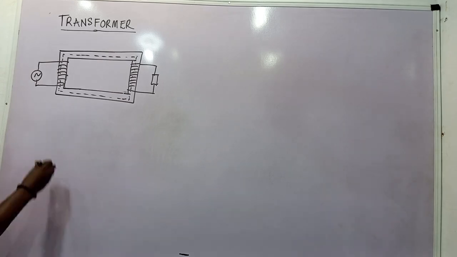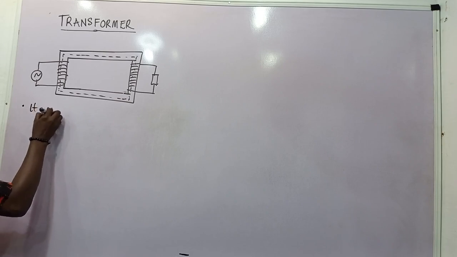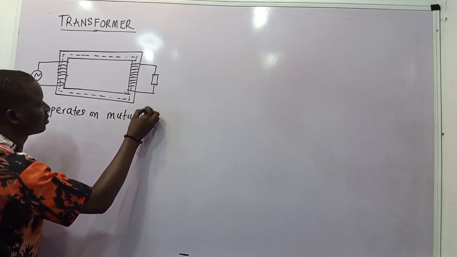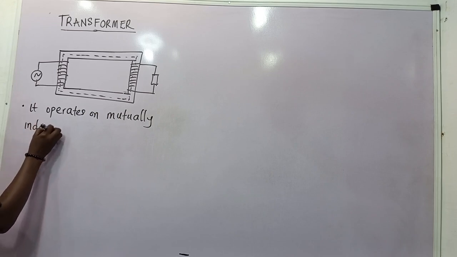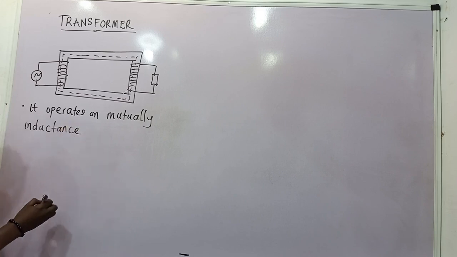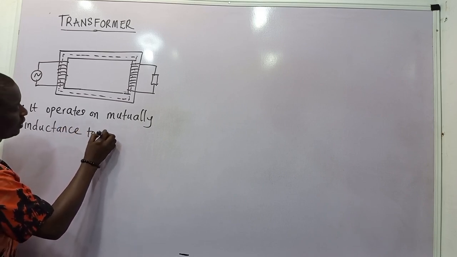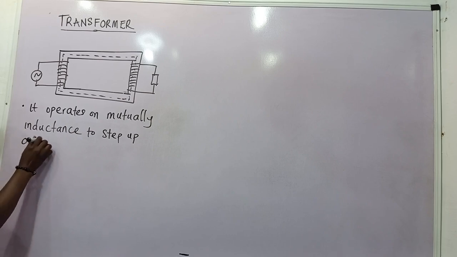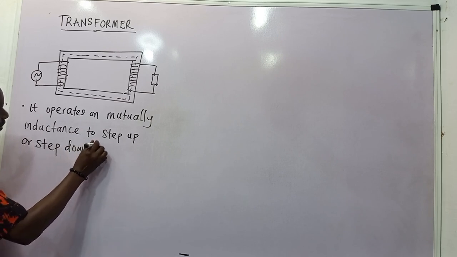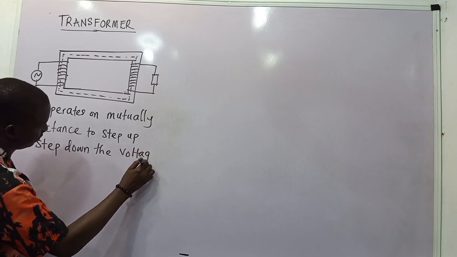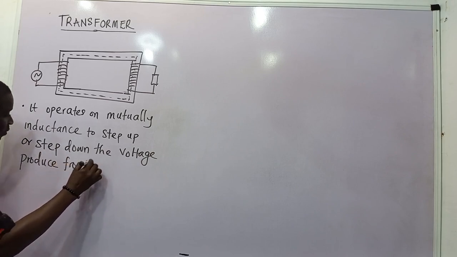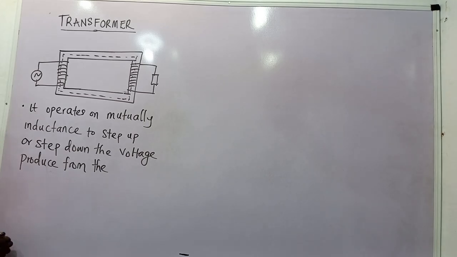So when we are talking about mutual induction, it operates on mutual inductance to either step up or step down the voltage produced from the alternating circuit source. So, the alternating circuit source.